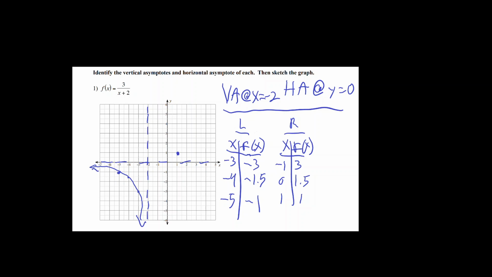So you end up with 1 right there, 1, 1, 0, 1.5, and -1, 3. So it's going to be the same shape of the graph, just mirrored over to the other side there. All right, so that's it for example 1.